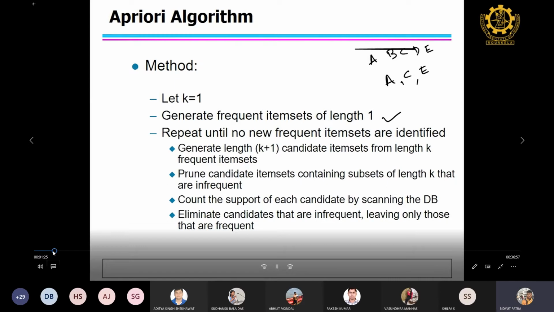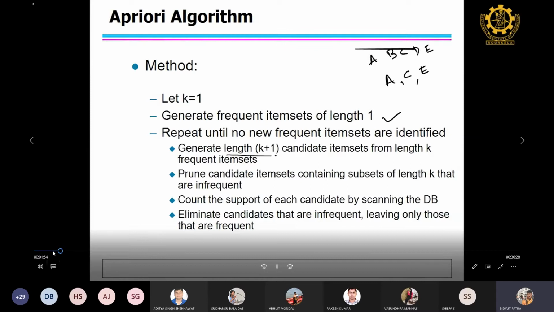Now what is the objective? We have to find all the frequent item sets. That means item sets with length 1, length 2, up to the total number of items. So let's say if it is k, then we should find all item sets with length k minus 1, k minus 2, k minus 3, starting from 1. So how do we do it?